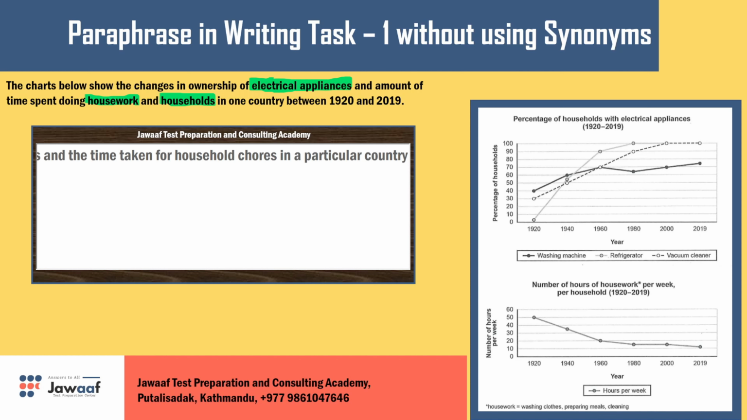Now the question says between 1920 and 2019. We are going to choose one word, from 1920 to 2019. Now do not forget this. If the question says from to, then you are going to write between and, and if the question says between and, then you are going to write from to. Okay, bingo. Units are measured in, so you can simply write units are measured in percentage, and here we have hours per week, right? Units are measured in percentage and hours per week respectively, or something like that.